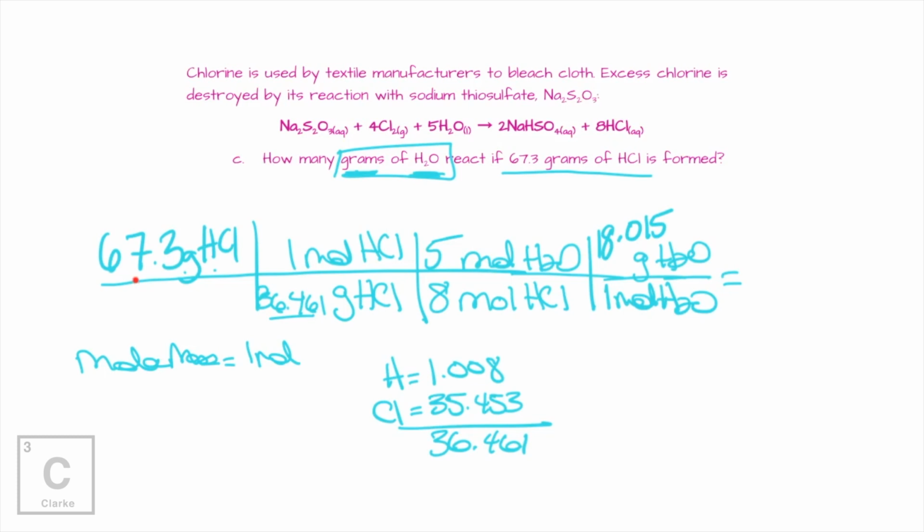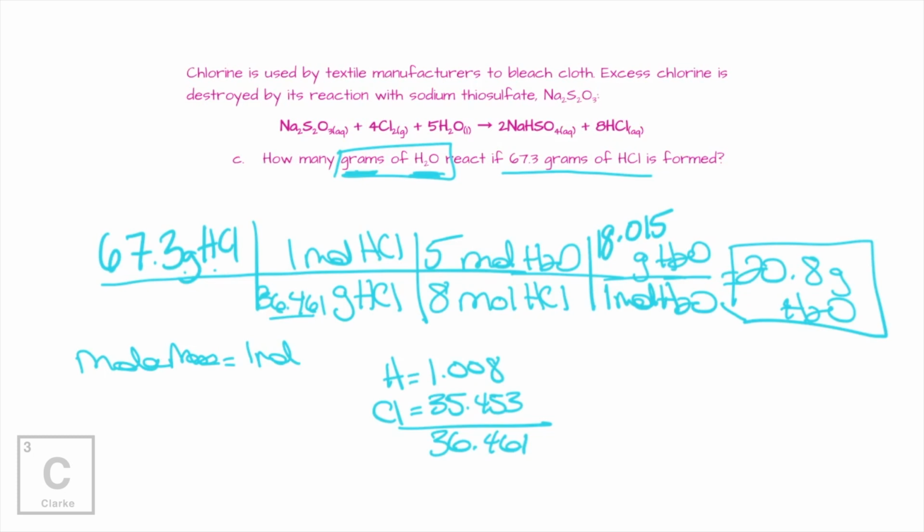Again, I'm going to start back at the beginning. 67.3 divided by, because my next number is on bottom, 36.461 times 5 because it's on top, divided by 8 because it's on bottom. And then my last number is on top, so I'm going to multiply 18.015 equals. Before I write my answer down, I'm going to come back and look at my given. 3 sig figs here. So my answer needs to have 3 sig figs. And I am getting 20.8 grams of water.